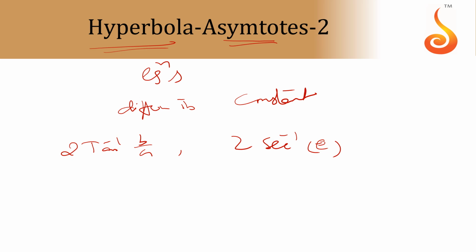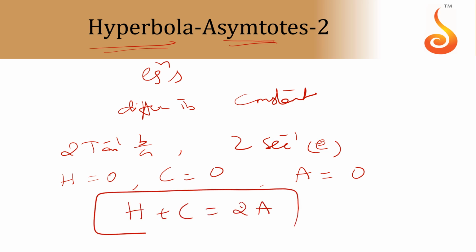Suppose H equal to 0 is the equation of the hyperbola, and C equal to 0 is the equation of its conjugate hyperbola, and A equal to 0 is the asymptotes equation, always remember that H plus C will be equal to 2A.